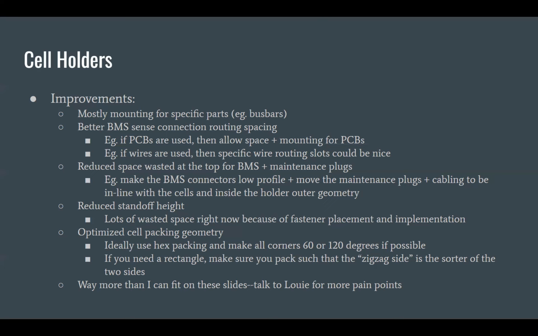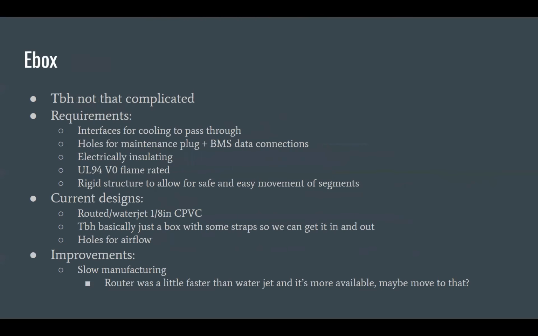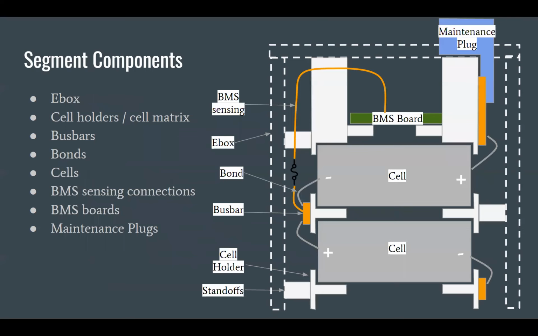Oh yeah, so one of the big pain points on the cell holders is that we have a whole bunch of wasted space at the top of it because we had two confounding factors. If you look at the image at the top, you see all this air up here? It's because at the start we had two confounding factors that meant we had to leave a bunch of space at the top.